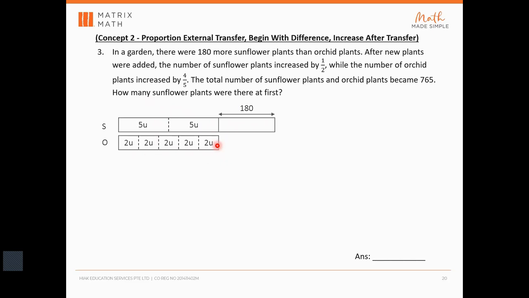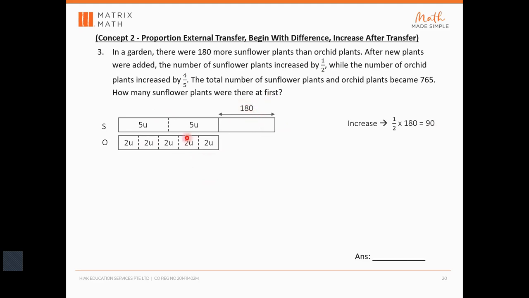Okay, so you need to understand why I cut this into 2, why I cut this into 5. Because over here, increased by half, so I need to know what's half. Then this is increased by 4/5, I need to know what is 4/5. So I cut it into 5. Okay, so remember this one also increased by half. So half of 180 is 90.